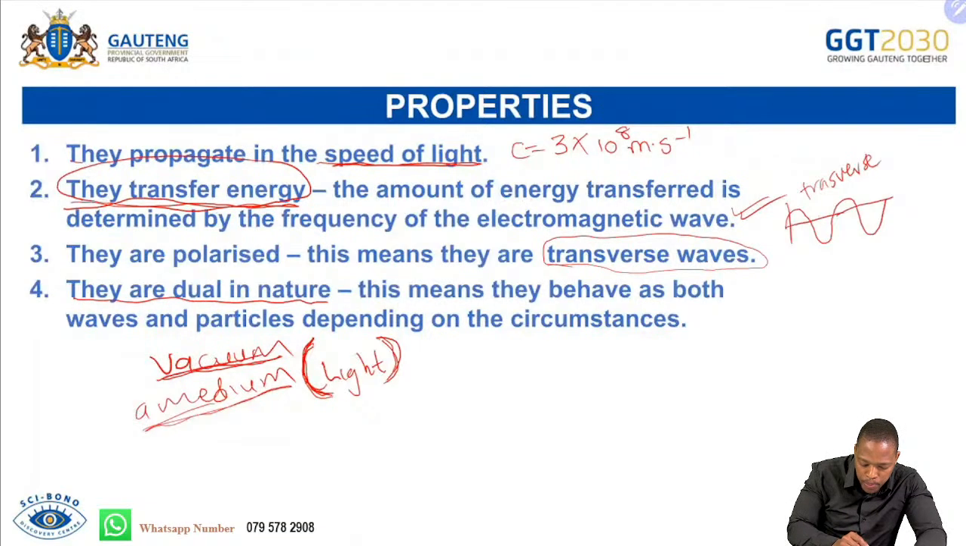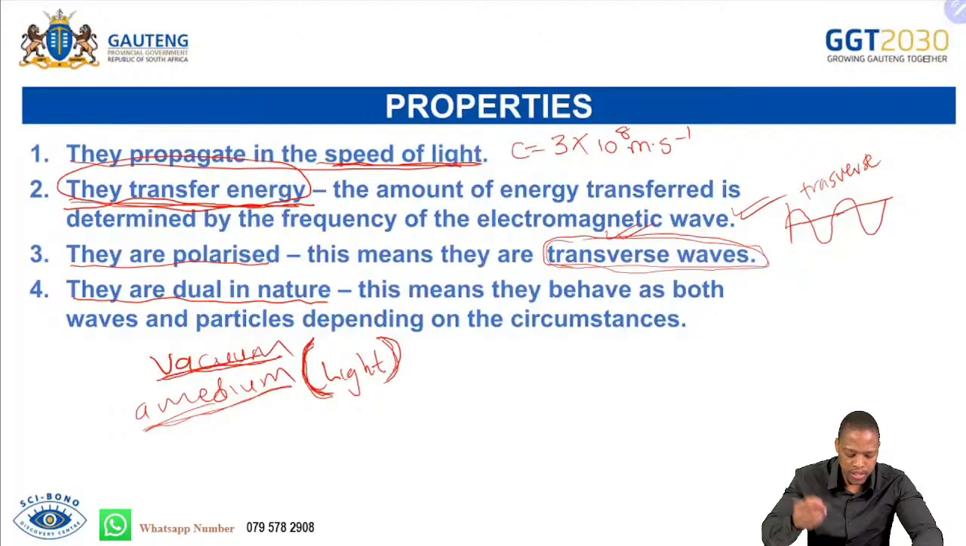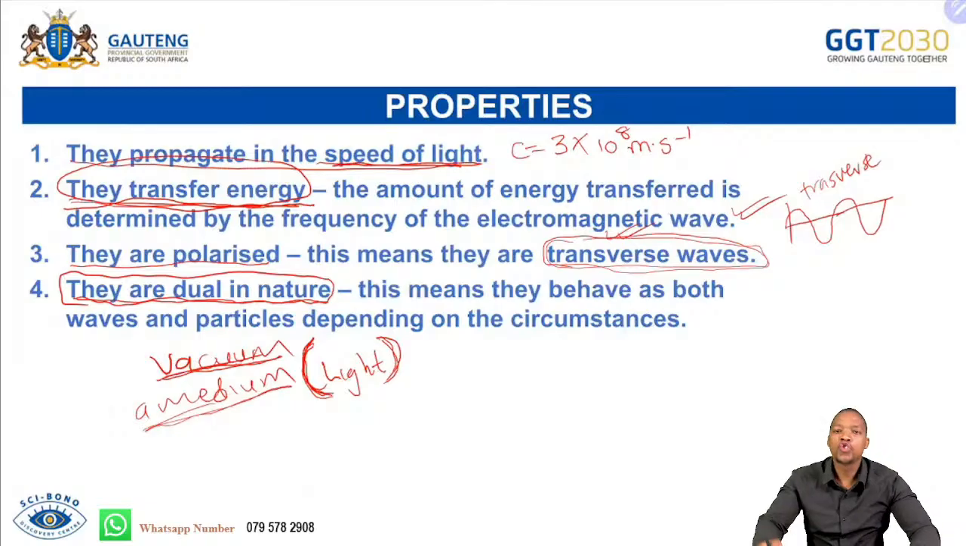Number 4 says that they are dual in nature. They propagate at the speed of light. They transfer energy, and the amount of energy they transfer depends on the frequency of the electromagnetic waves. They are polarized, or I like to say they are transverse. Instead of saying they are polarized, I'll just advise people to say they are transverse. And then number 4, they are dual in nature.